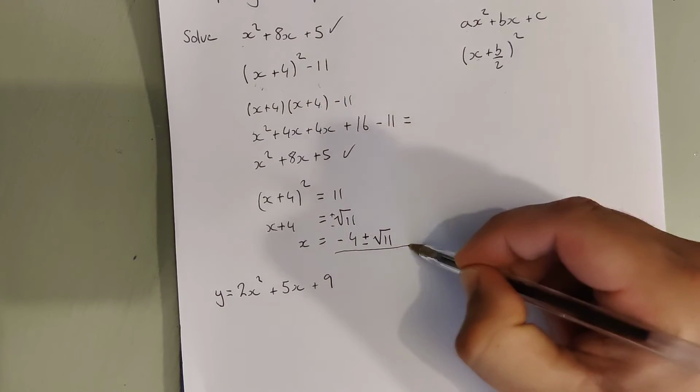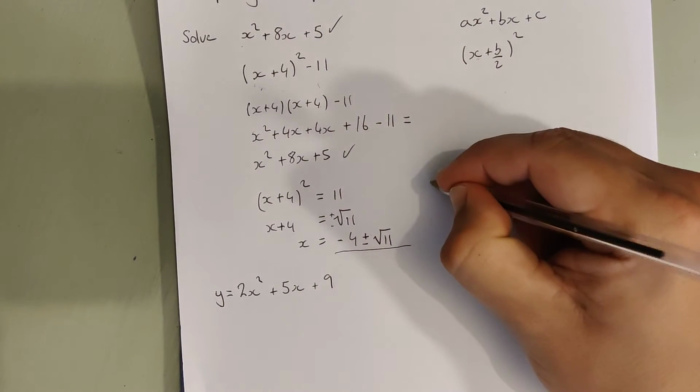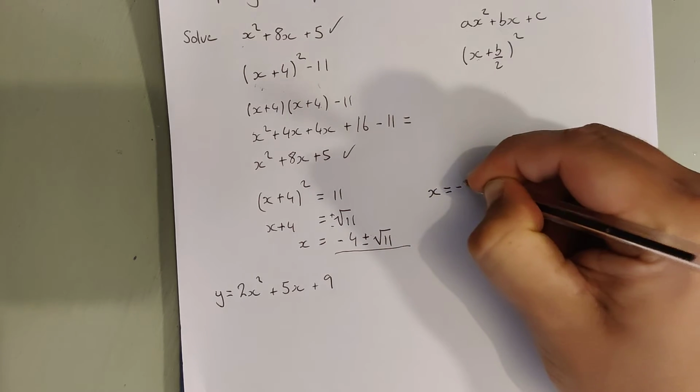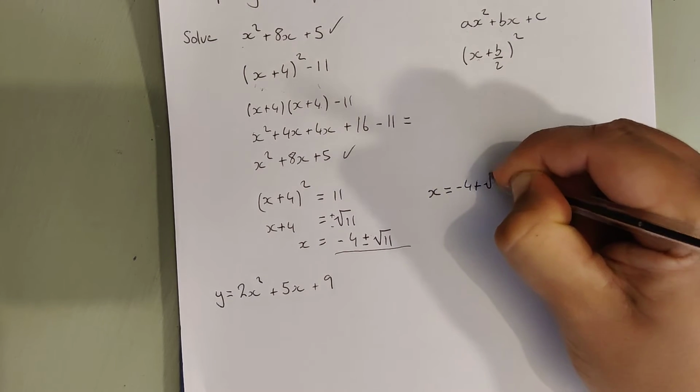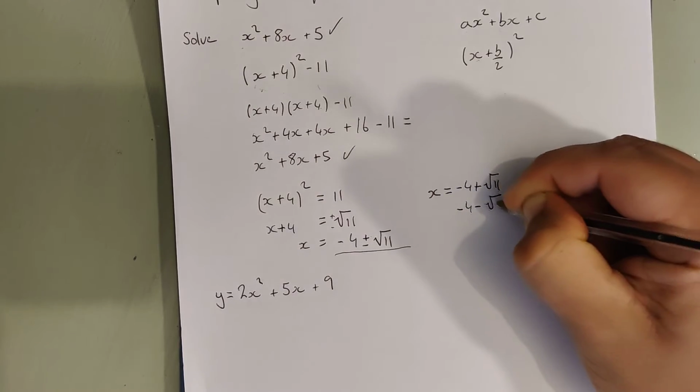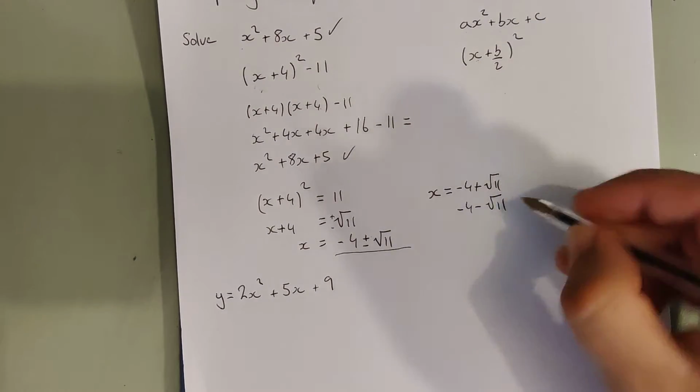So that gives you two answers for x. One is x equals minus 4 plus square root 11, and the other one is minus 4 minus square root of 11. And those are your two x values.